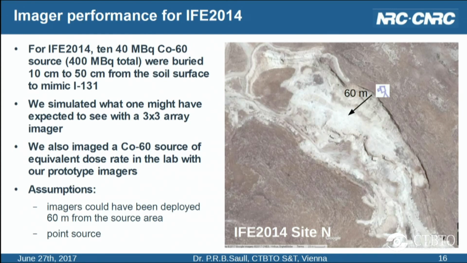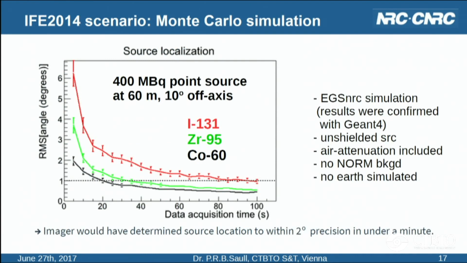So we simulated what we might have expected here with a 3x3 array imager. And we also imaged a cobalt-60 source of equivalent dose rate in our lab with the two imagers that I've showcased already. So there are some assumptions. The imagers have been deployed 60 meters from the source area, and it's a point source, which was not the case. They were distributed a bit, but from a distance it would look like point sources. So these are the results for the Monte Carlo simulation done with two packages, and they agreed. Here's the cobalt in black, time to image, so 1 degree resolution, able to localize that source in 20 seconds.